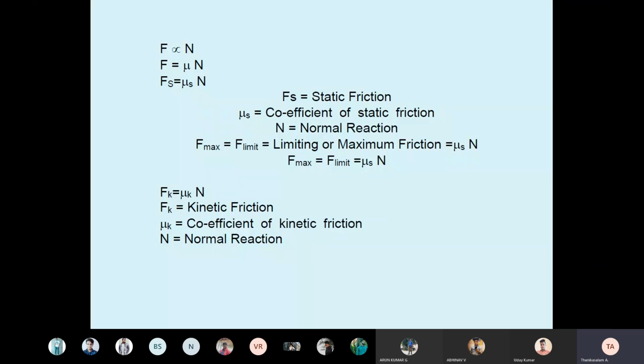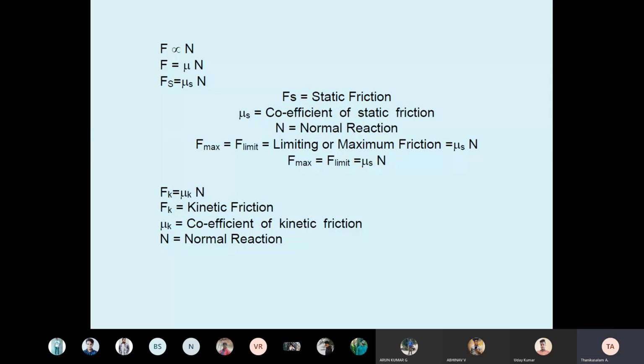Then maximum friction or limiting friction. When we say maximum friction, it is the friction force developed when the body is going to start. At that time the friction force is maximum. That friction is called maximum friction or limiting friction. After that, the body starts. The body is going to start when the applied force is maximum, definitely going to start at the edge, at that moment. That friction is called maximum friction or limiting friction.